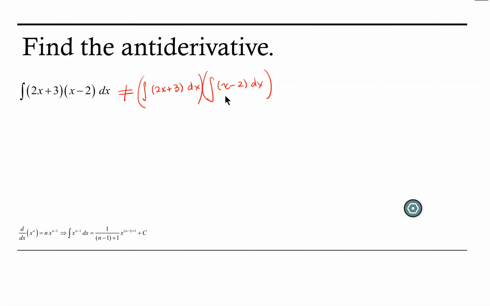Much like you had to learn the product rule for derivatives, there is an alternative process for dealing with products, but fortunately in this case we don't have to. We actually have the tools we need to be able to find this antiderivative. And what we need to do is to simply multiply those two factors together and then integrate.